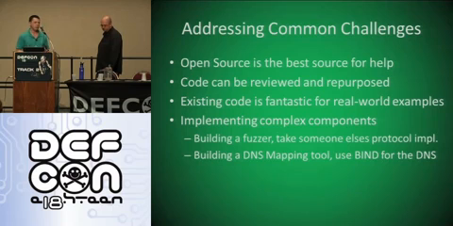For instance, if you want to build a DNS mapping tool, you don't go through and implement the entire DNS protocol. It's quite tedious. So what you do is you go download Bind's implementation, you strip out their stuff, and you just take their protocol and implement that into your project. Same thing with building something like a fuzzer.